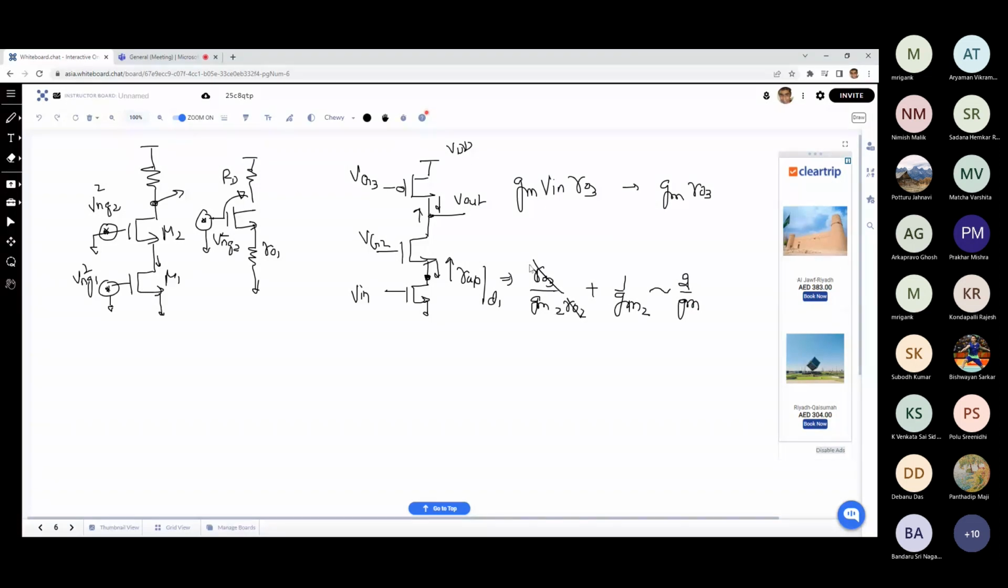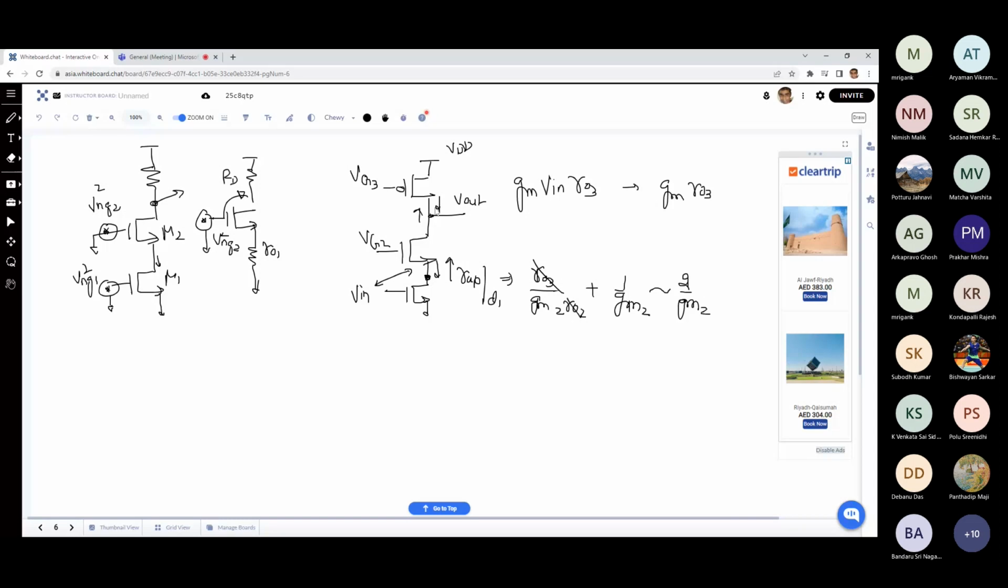Still, the gain from here to here is small, because if I assume gm1 and gm2 are similar, in the earlier case you were getting a gain of -1, and now you will get a gain of -2. So the Miller effect is still getting mitigated. Is that clear? And the overall gain is gm RO3, so you are getting a good gain.